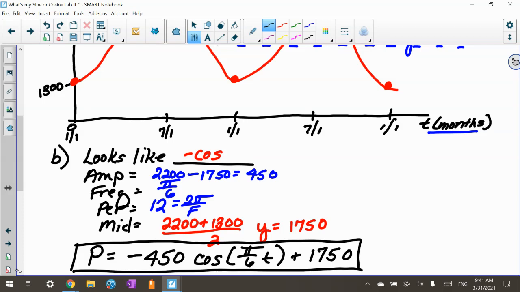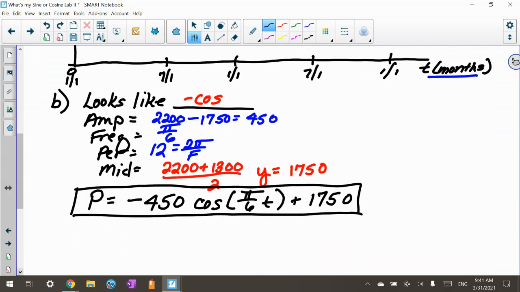Okay? So the C part, what does the C part ask us? Well, the C part says, interpret the amplitude, period, and midline of this function, okay? And so the amplitude, if we're talking about animals, is really the difference between the high and the low, it's really the difference of the average.